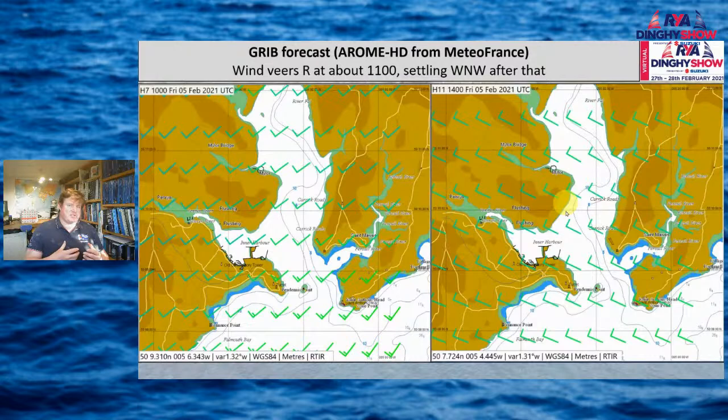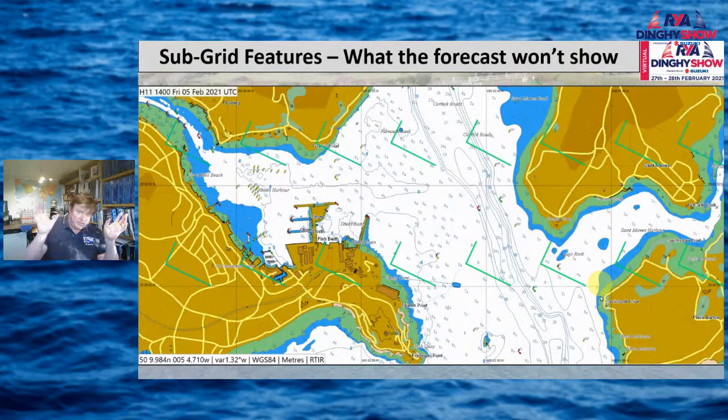However, this is all very good, but if you have a look at what's actually going on here, there's an awful lot of land in the way, and that bit of land there is a bit higher. You've got high ground up there, you've got Pendennis Point along there, and none of this land seems to be making any difference to the wind barbs that we've got here. So this is when you have to start thinking about it. You can't just take the model as gospel. You've got to start putting your own detail in, and this is what I call subgrid forecasting.